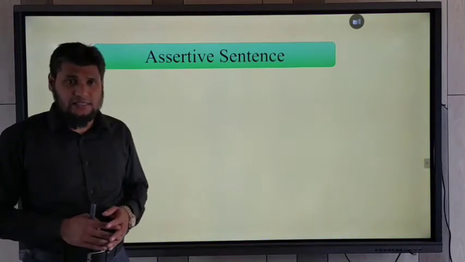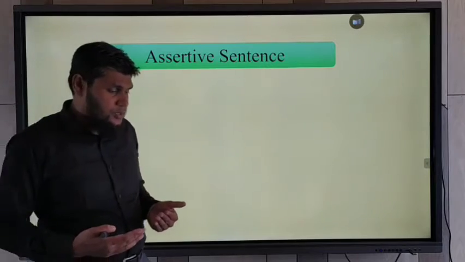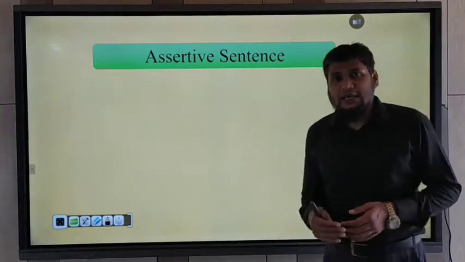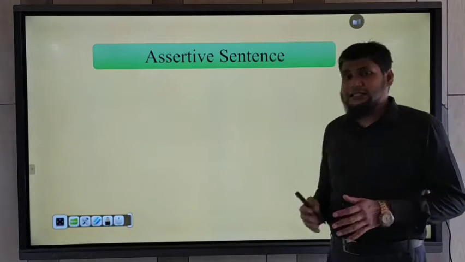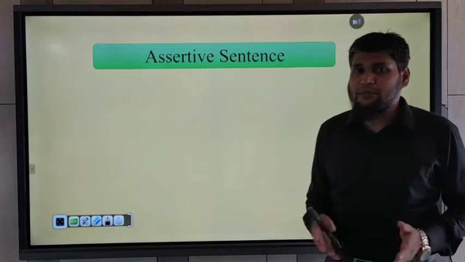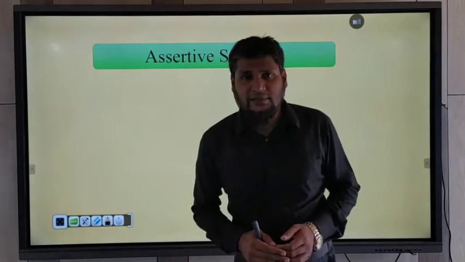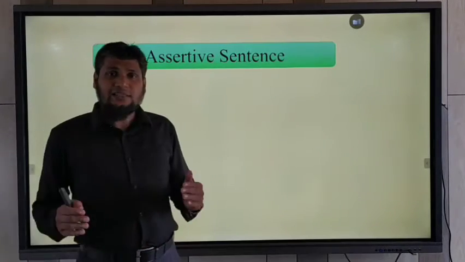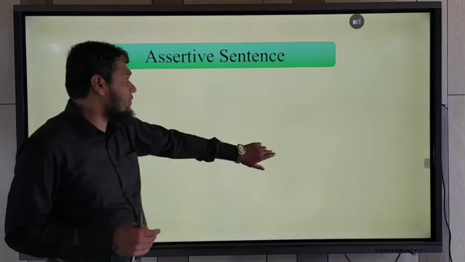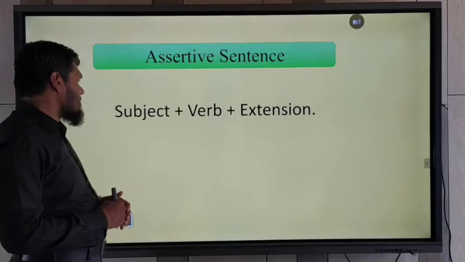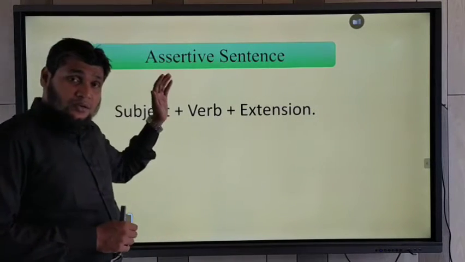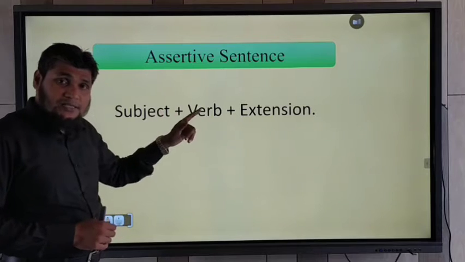What is an assertive sentence? Why should we call it an assertive sentence? কেন আমরা তাকে assertive sentence বলি? So আমরা জানি assertive sentence মানে সাধারণ বর্ণনা। সাধারণভাবে কোনো কিছু বর্ণনা বা বিবৃতিটাকে assertive sentence বলা হয়। But an assertive sentence has a structure, so you should follow it. What's the structure? Subject plus verb plus extension.